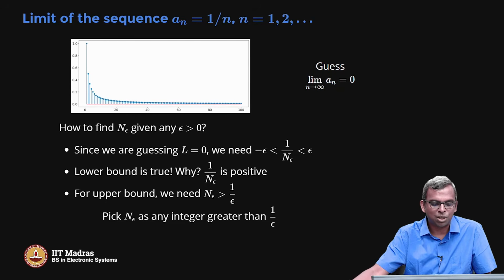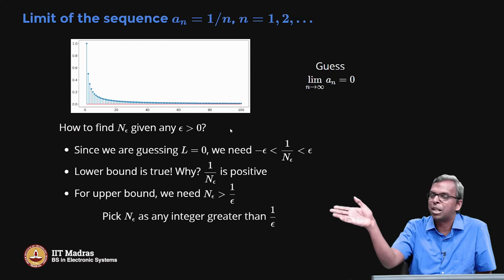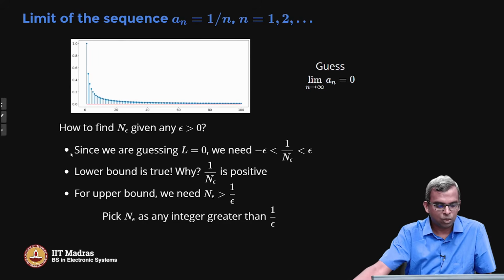How to find n epsilon given any epsilon greater than 0? This is what you have to do. If I have to prove analytically that the limit is 0, I have to show you how to find an n epsilon. Give me an epsilon, I will tell you this is your n epsilon. Go to the right of this, and you will be within epsilon of 0. Since we are guessing L is 0, we need 1 by n epsilon to be within minus epsilon and epsilon.